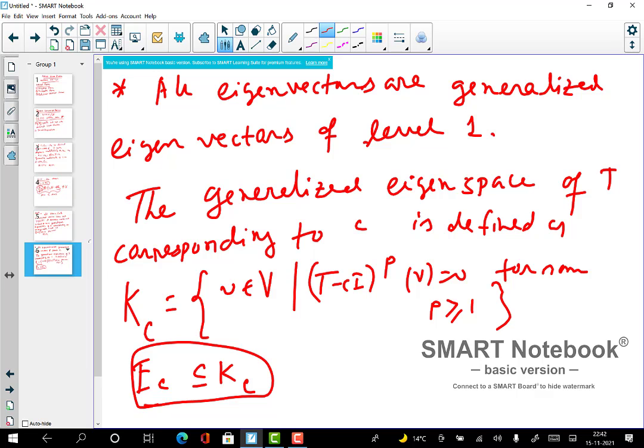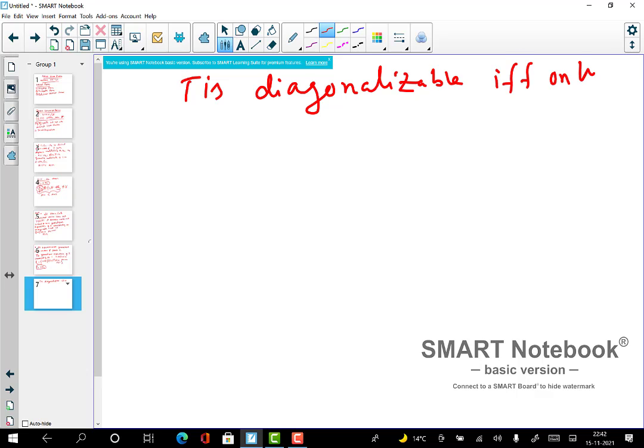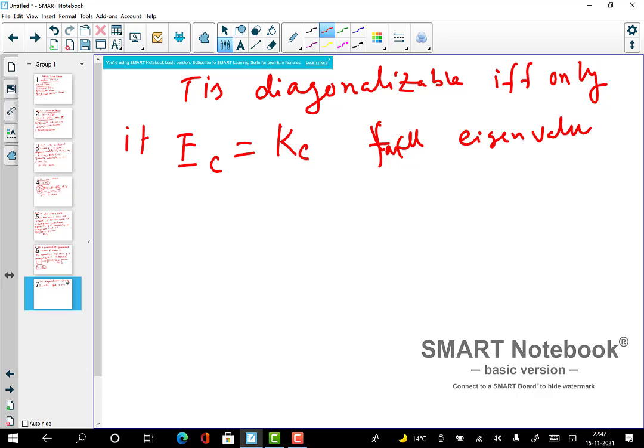And T is diagonalizable if and only if your eigenspaces are the same as the generalized eigenspaces for all eigenvalues C. Okay, then obviously, right?